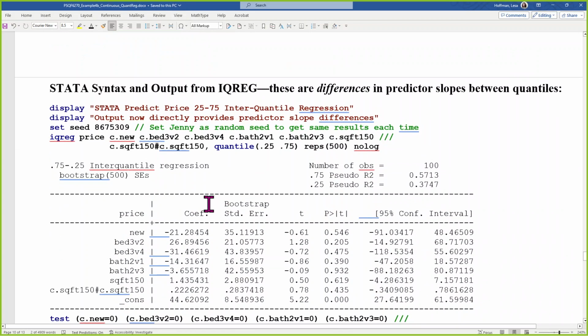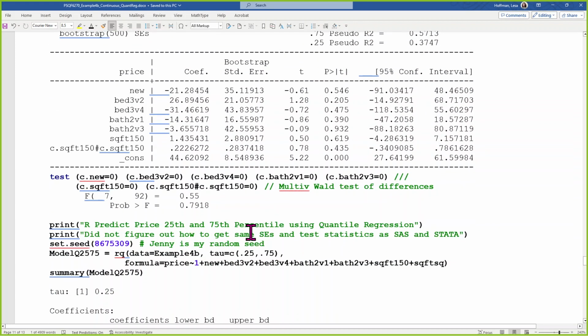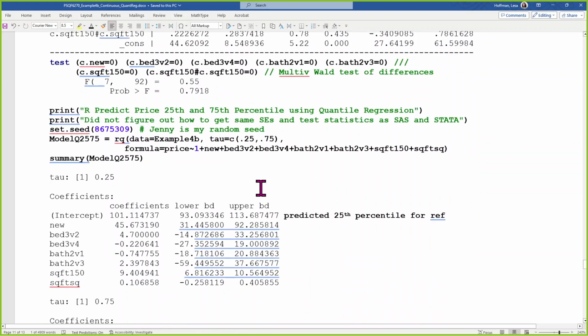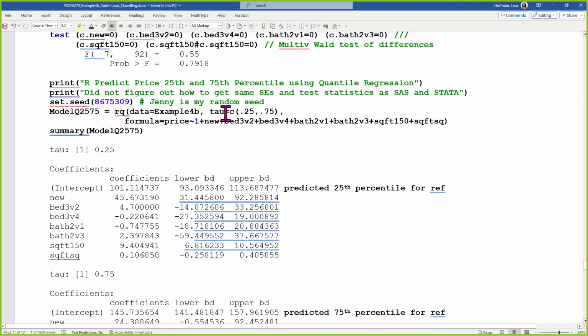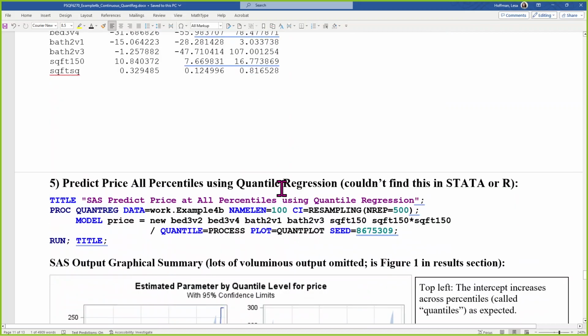Stata also anticipated that you might want the differences, and it gives you something called IQReg that allows you to test whether or not they're different across the quantiles. And then I found in R the same type of function where you can get two at the same time, but you have to do the differences yourself.